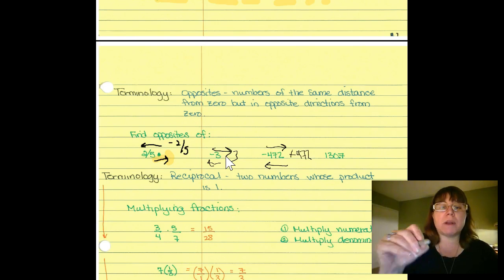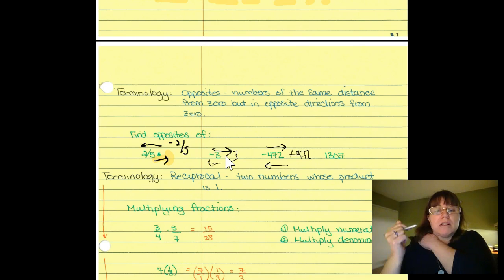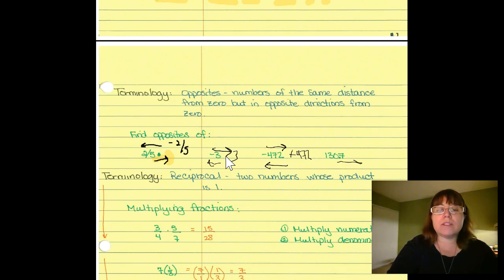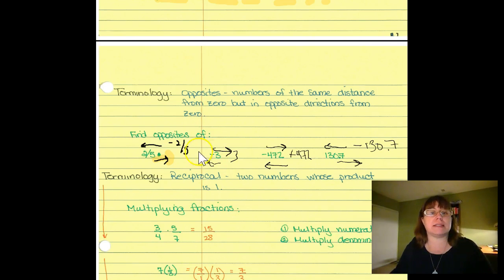And I apologize about my writing. I'm not very good with the pen yet, but I'll learn. And then the last one is going to be, well, I went in the right direction, a positive 130.7. Now I have to turn around and go the other direction, so my opposite will be a negative 130.7. So that's opposites.